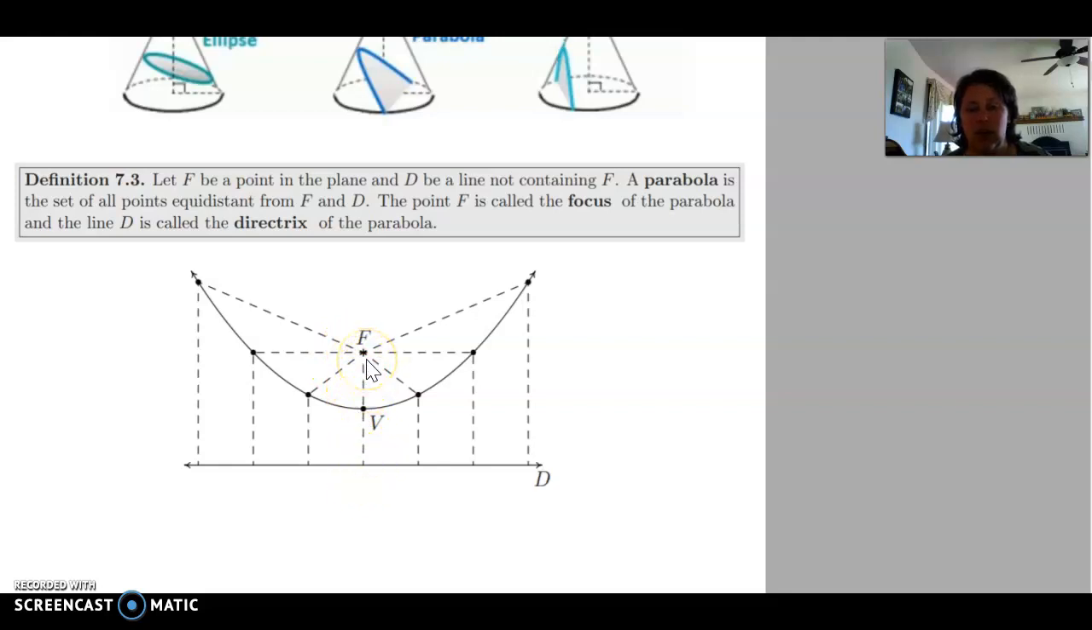The definition of a parabola is that it is the set of all points that are equal distance between the focus and the vertex, and the vertex and the directrix, which means that all of these lengths are equivalent. Here, those two are equal, these two are equal, and so on, all the way around. So that is our definition of a parabola.